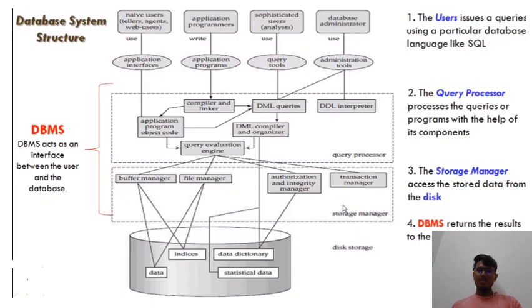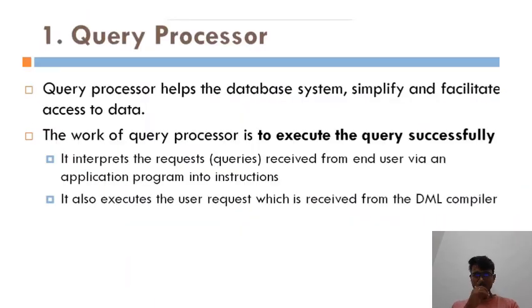Here is the diagram. First, the user issues a query using a particular database language like SQL. Next, the query processor processes the query with the help of its components. And third, the storage manager accesses the stored data from the disk. DBMS returns the result. Query processor helps the database system simplify and facilitate access to data. The work of the query processor is to execute the query successfully.